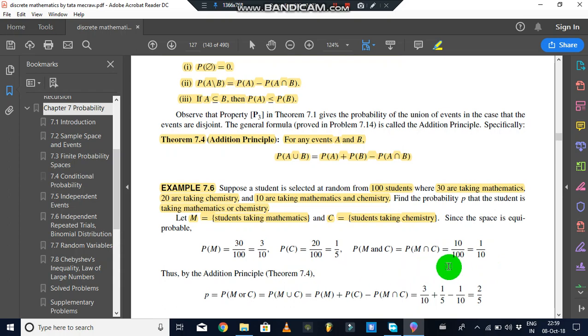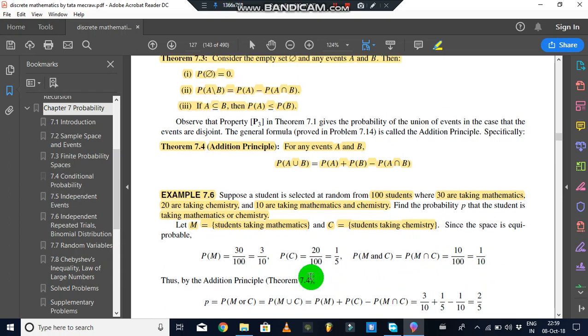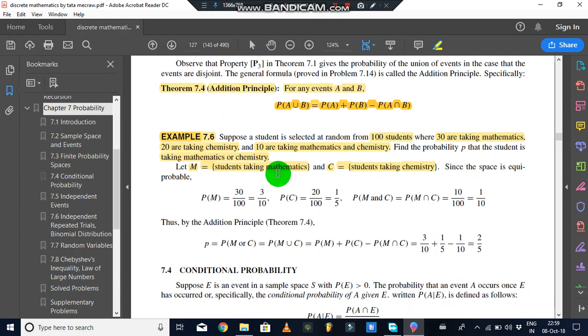Then just apply the addition principle. What is the addition principle? This is the addition principle. So just put the values here and you get the answer. This is the answer.